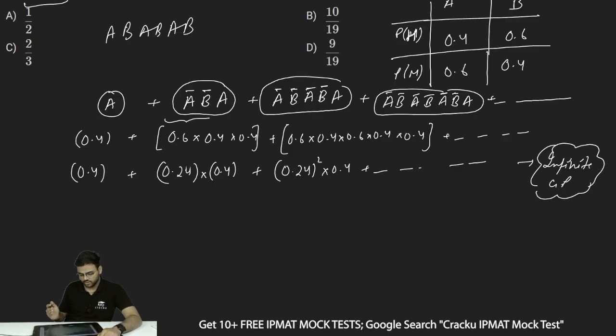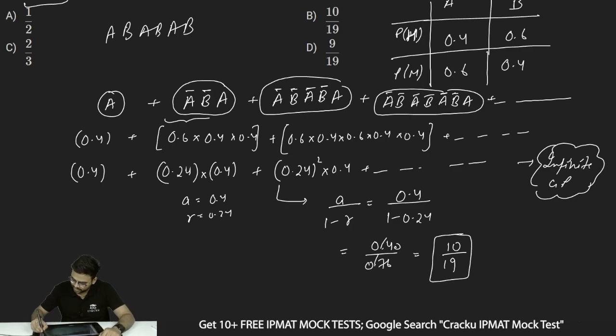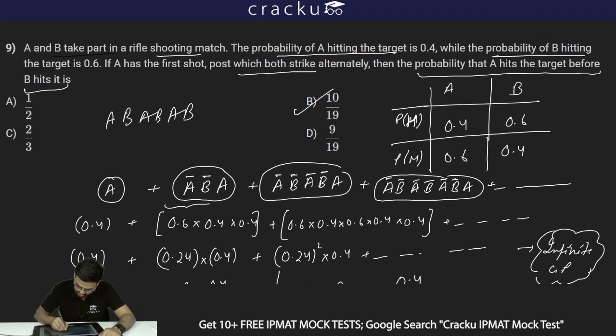So my first term is 0.4 and my common ratio is 0.24. The sum of this infinite GP will be a upon 1 minus r. So this will be equal to 0.4 upon 1 minus 0.24, or I can write 0.4 divided by 0.76. This is 40 by 76, which I can write as 10 by 19. And therefore option B is the correct answer.